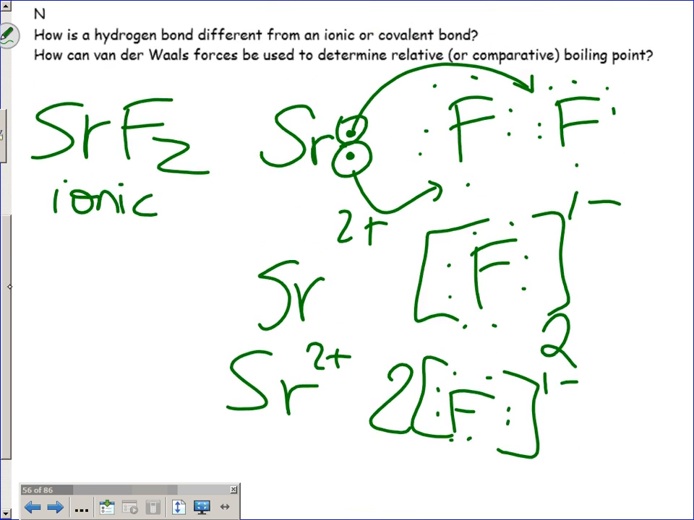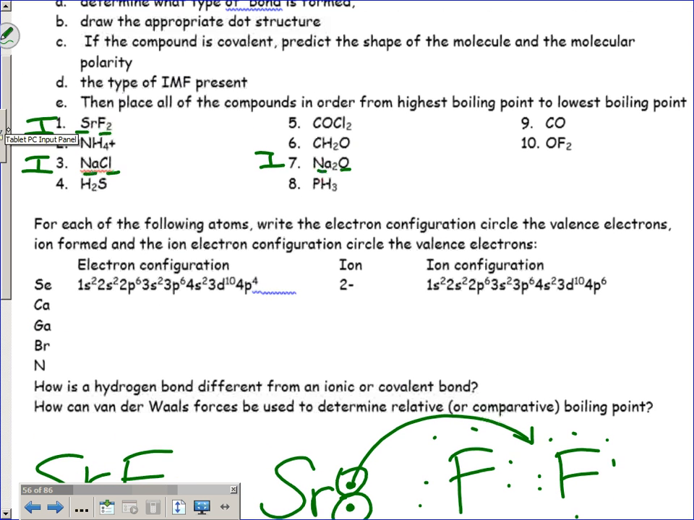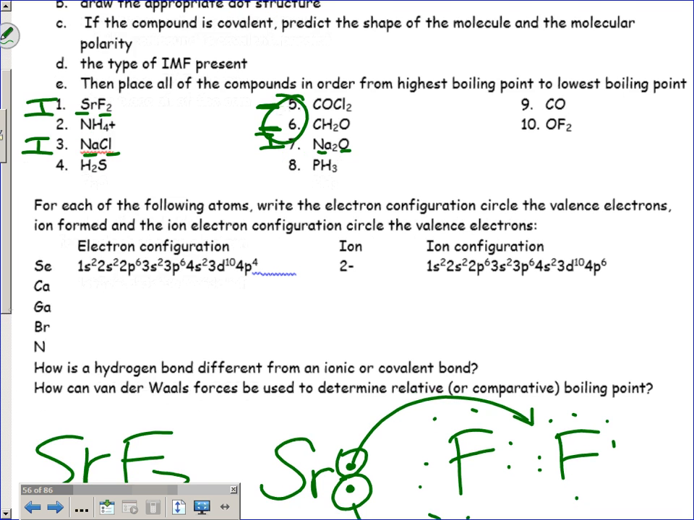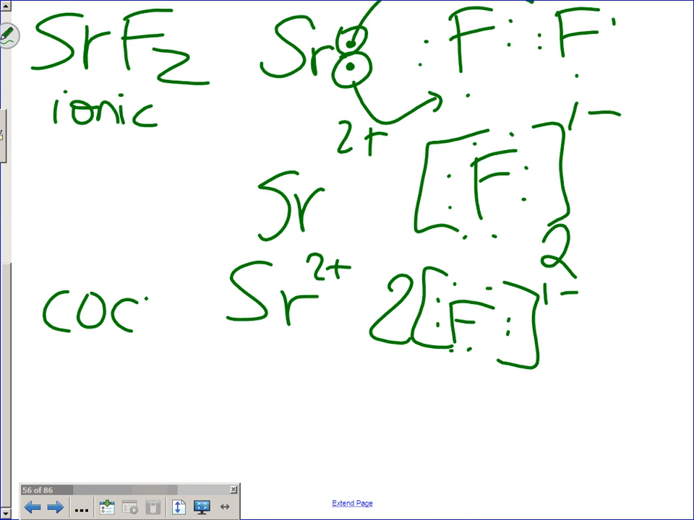The second one I want to correct with you is COCl2, and that's number 5 and 6, very similar. A lot of you guys were not having octet within your compound. And carbon will always be the central atom. So COCl2.